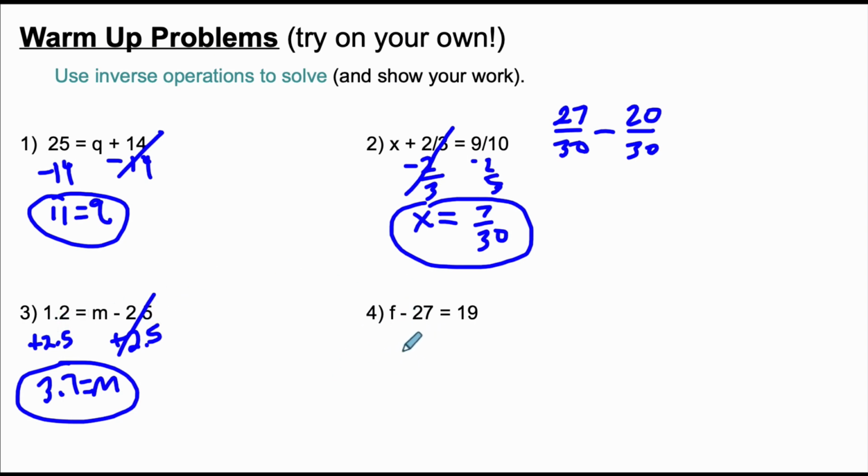All right, last one. Inverse operation is addition. That cancels out the subtraction, isolates the variable by itself, and if I add 27 to this side, I end up with 19 plus 27, 46. And if I plug it back in to check, I know that 46 minus 27 is, in fact, 19.